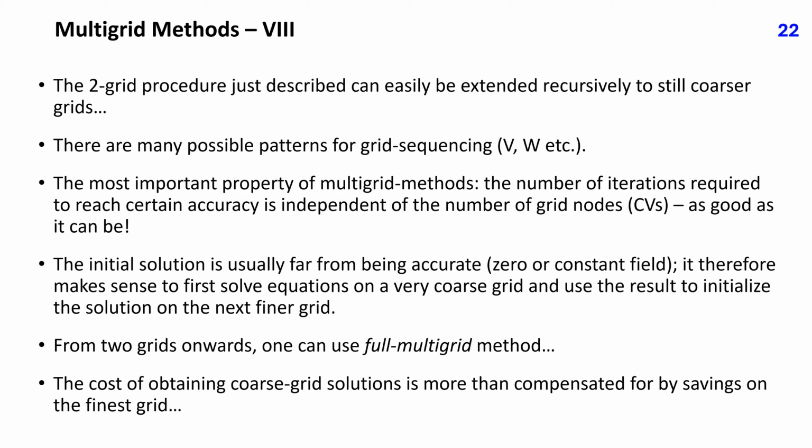The initial solution is usually far from being accurate. Usually it is zero or another constant field. It therefore makes sense to first solve equations on a very coarse grid and use the result to initialize the solution on the next finer grid. From 2-grid onwards, we can use the so-called full multigrid method. The cost of obtaining coarse grid solutions is more than compensated for by savings on the finest grid. Examples will be shown in the next lecture.